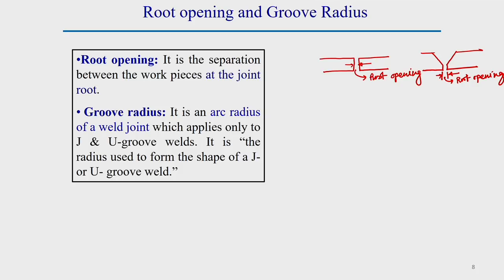Now, groove radius. It is an arc radius of a weld joint, which applies only to J and U groove welds. It is the radius used to form the shape of a J or U groove weld. Where is it applied? It is applied to either J or U groove welds. Let this be a J groove edge preparation, and another can be a U groove edge preparation.